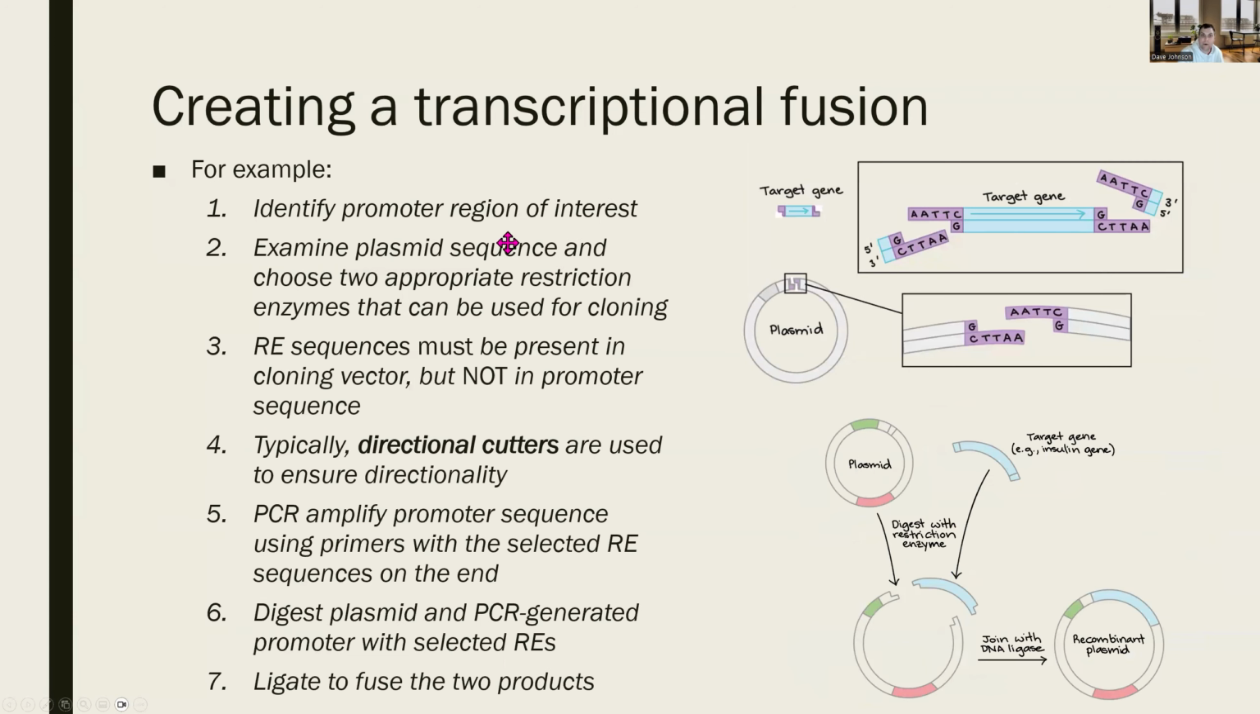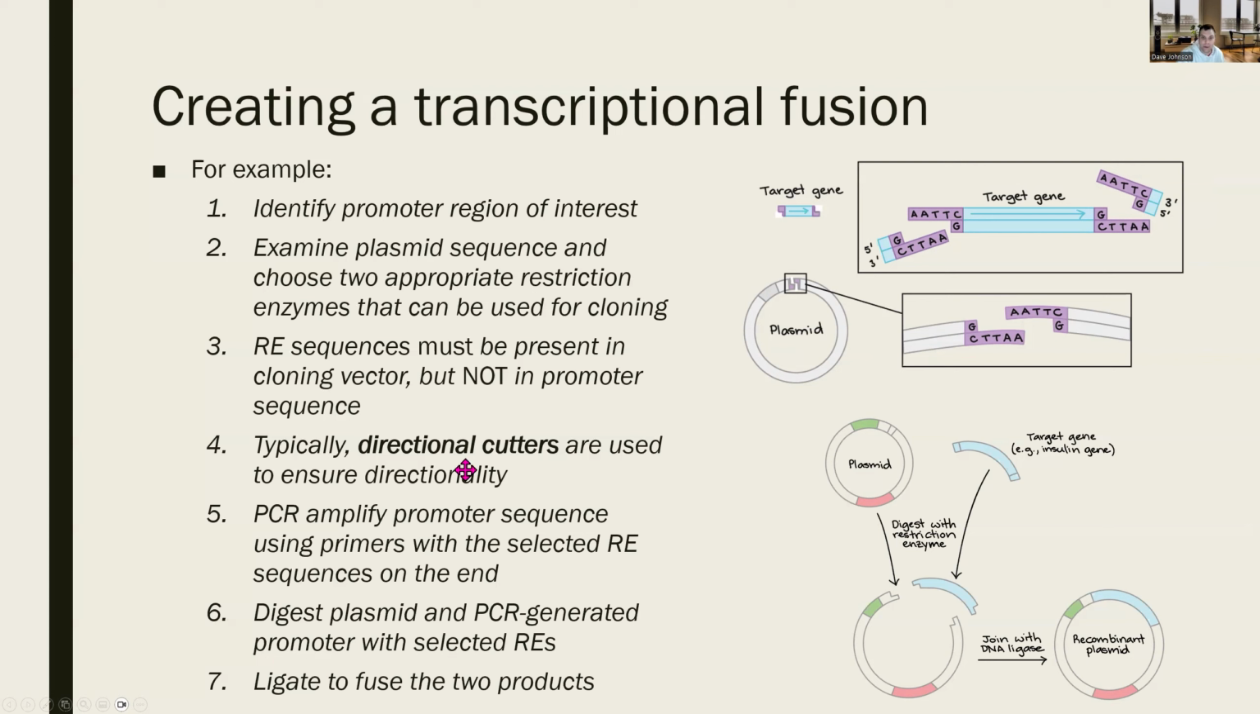So we identify the promoter region of interest. We examine the plasmid sequence and we choose 2 appropriate restriction enzymes. So how would that work? Well, simple. First off, we have to make sure that the plasmid we're using has the restriction enzymes that we're interested in. We also need to make sure that those restriction enzymes are not found within the promoter sequence, because we're going to have to cut both ends of that target sequence of that promoter with those restriction enzymes. We're also going to have to cut the plasmid with that.